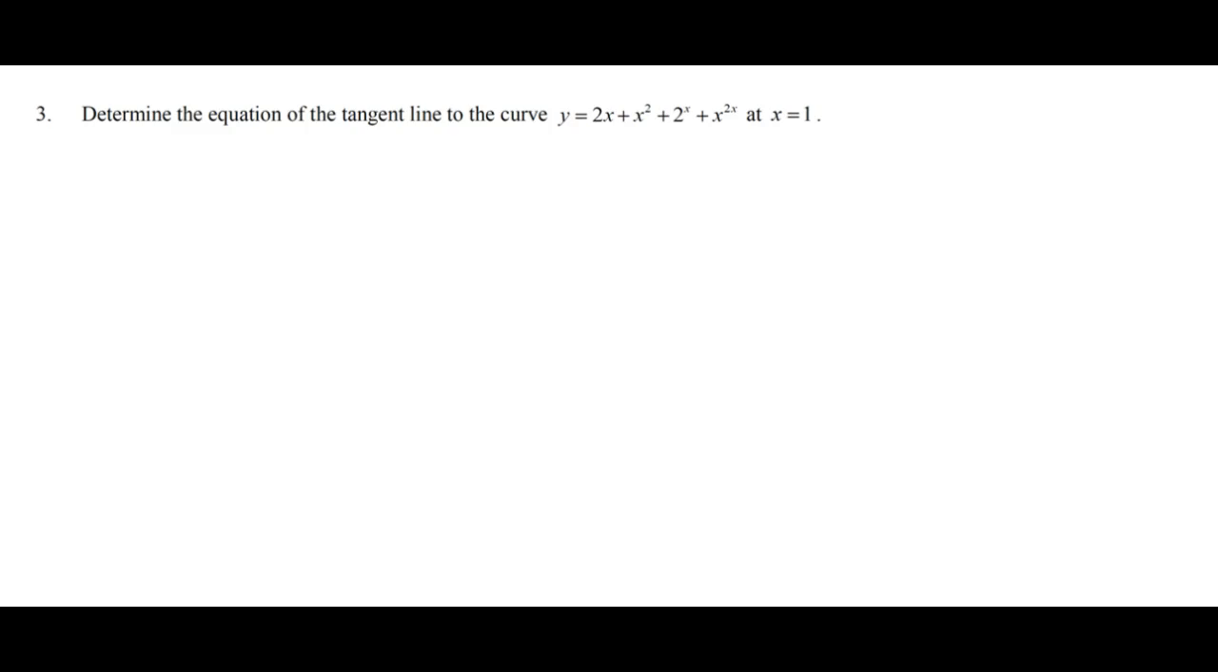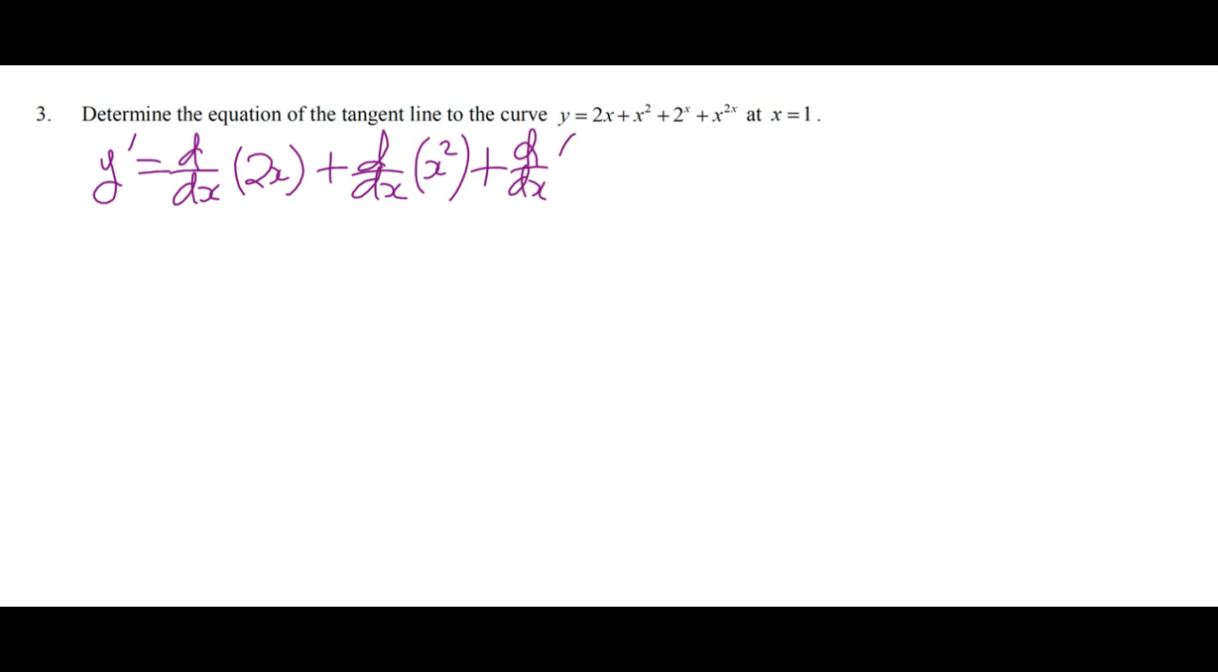Determine the equation of the tangent line to y equals 2x plus x squared plus 2 to the x plus x to the 2x. Okay, wait a sec. So I can do the derivative of 2x pretty easily, right? And I can do the derivative of x squared pretty easily. And I can even do the derivative of 2 to the x pretty easily. And the only place I really need logarithmic differentiation is for the x to the 2x, right? So we could say y prime is equal to d by dx of 2x plus d by dx of x squared plus d by dx of 2 to the x plus d by dx of x to the 2x. Okay, now I wouldn't even bother writing that down, right? But I bothered, just to show you. It's just a sum or difference of derivatives, right?